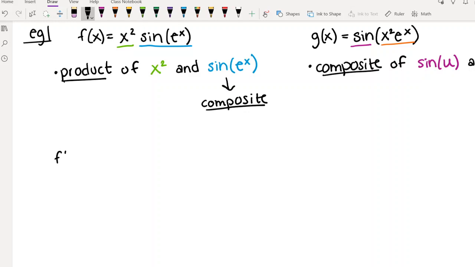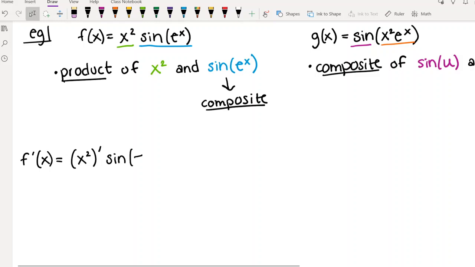So how do you take the derivative of a product? Well, we use the product rule. So I'm going to write down the product rule without taking any derivatives, just in its base form. So the product rule says we're going to take the derivative of the first thing, the derivative of x squared, and multiply that with sine of e to the x. And then we're going to take the derivative of sine of e to the x and multiply that with x squared.